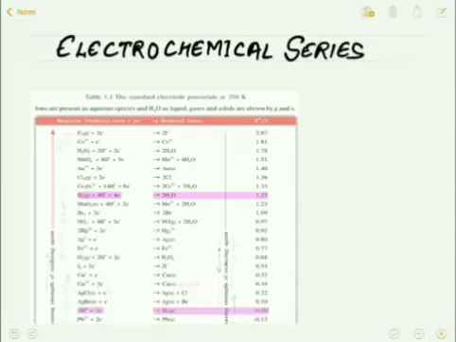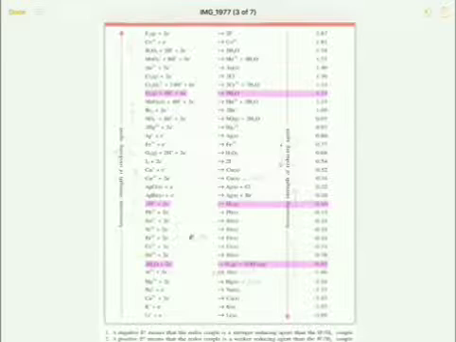Hello everybody. So today we are going to start with the next topic, that is electrochemical series. As you all know well, the electrochemical series is the arrangement of the different metals in the decreasing order of their standard reduction potential.